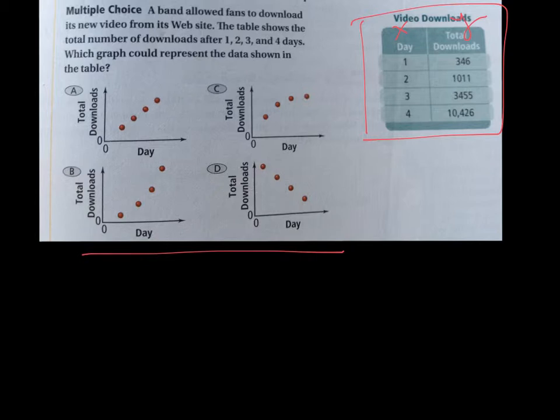So let's read the problem. A band allowed fans to download its new video from its website. The table shows the total number of downloads after 1, 2, 3, and 4 days.